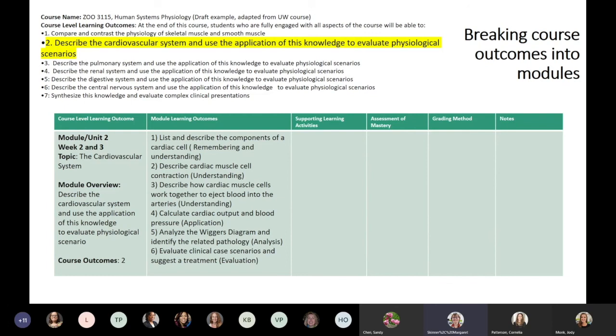So what we're doing then is thinking, okay, when I'm asking the students to describe the cardiovascular system and use the application to evaluate physiological scenarios, what does that actually mean? What am I actually going to be introducing to the students? And more importantly, what specifically do I expect my students to be able to know and do within this section that, as Jodie said, is measurable, something that I can actually evaluate?